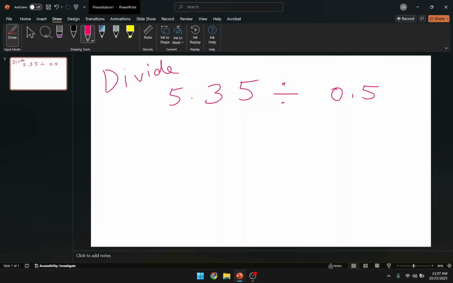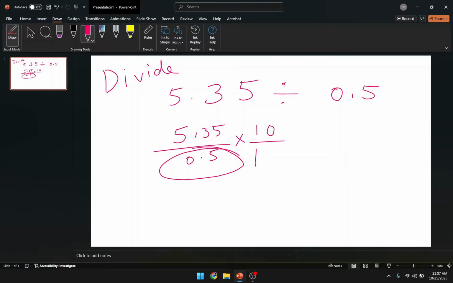Because the question will be like this: divide this by this. Okay, then what I do is, I know I have to divide 5.35 by 0.5, but the trick here is to make the denominator a whole number. Not estimate, we are converting it into a whole number. So how do you convert 0.5 to a whole number? Let's multiply both sides by 10. Let's see what happens.